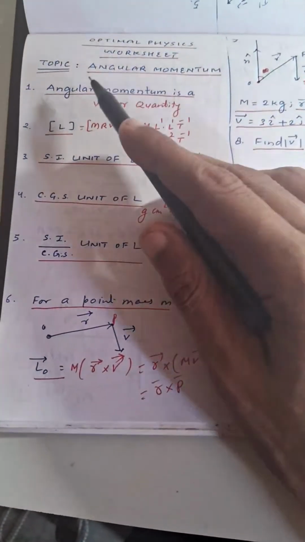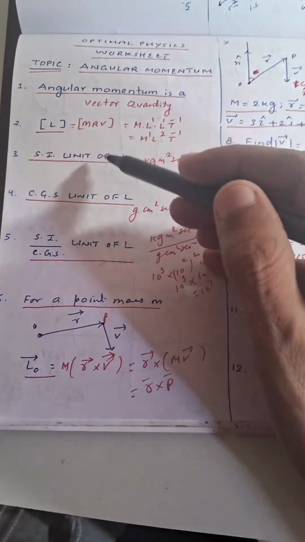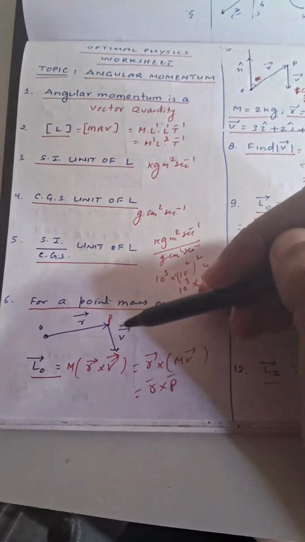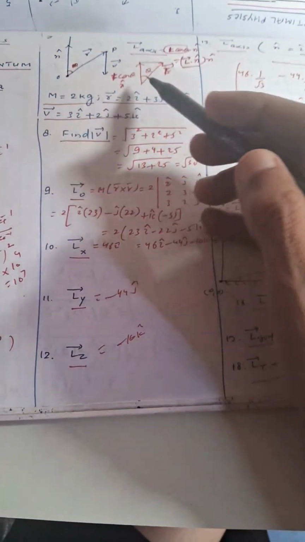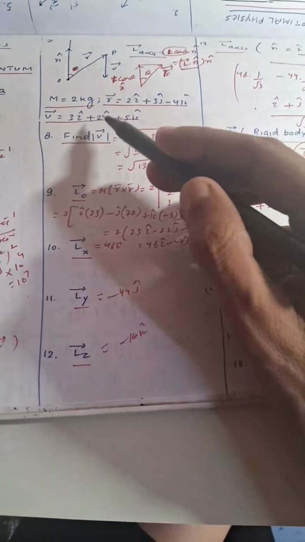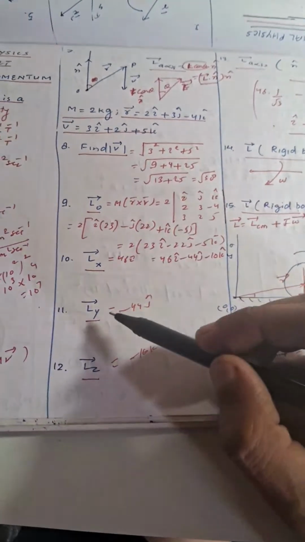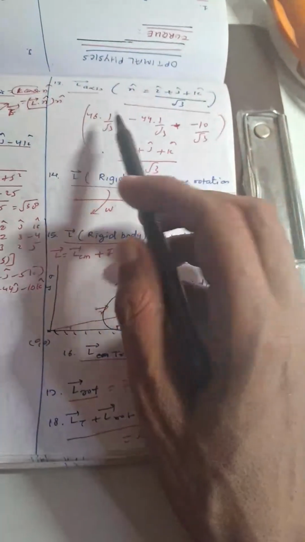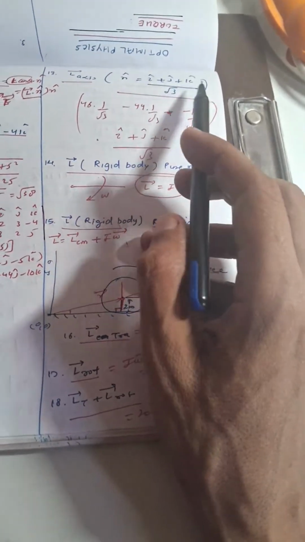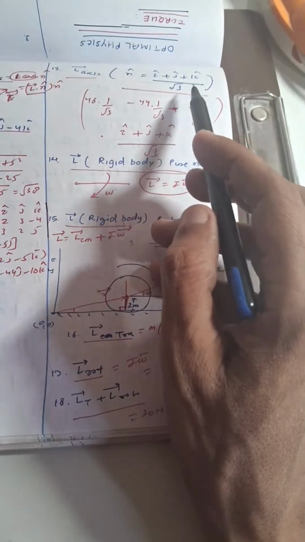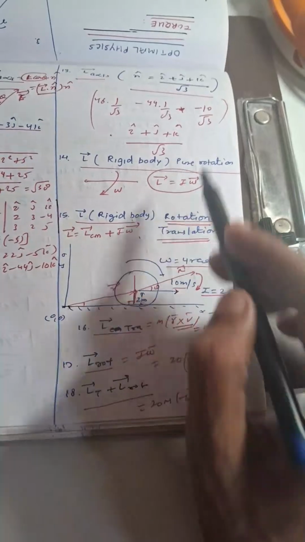Then we have another worksheet on angular momentum. Basically, the concept of angular momentum, dimension, SI unit, CGS unit ratio, calculation for a point mass angular momentum about another point, then angular momentum about an axis, then a numerical problem based on calculation of speed, angular momentum about x-axis, y-axis, z-axis, then angular momentum about an imaginary axis having a unit vector along i plus j plus k by root 3. So calculations of them.